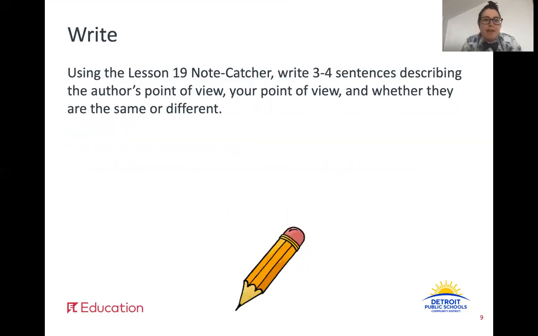All right, you've read, you've thought, and you've talked, so now it's time to write. Using the lesson 19 writing activity on page 58 of your ELA packet, I want you to write 3 to 4 sentences describing the author's point of view, your point of view, and whether they are the same or different. Pause here and complete your writing activity.